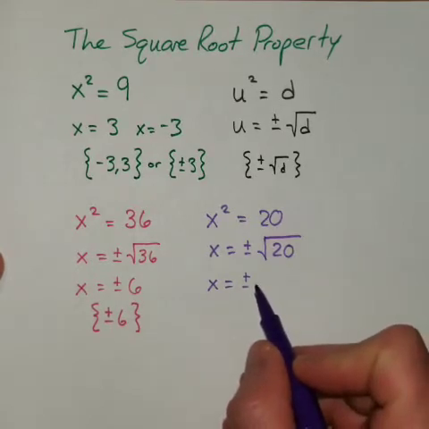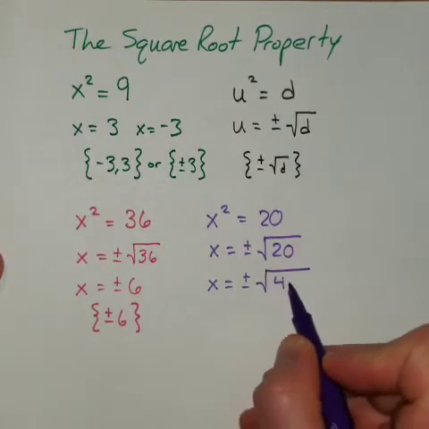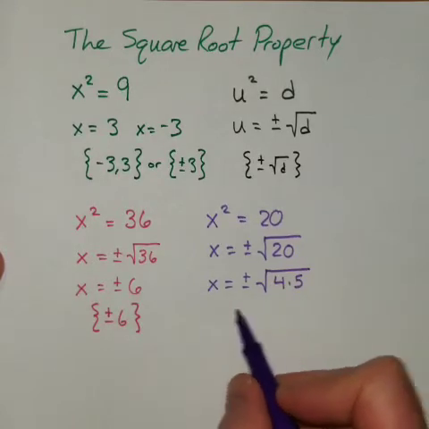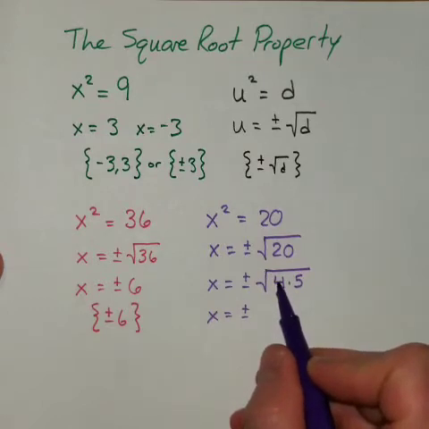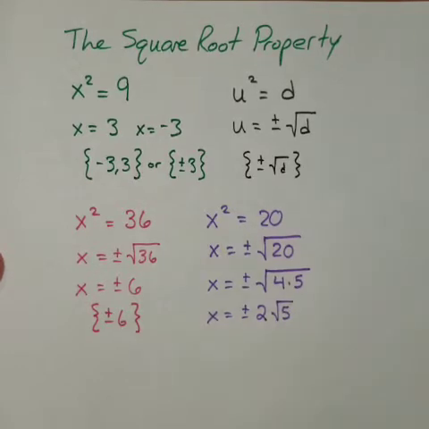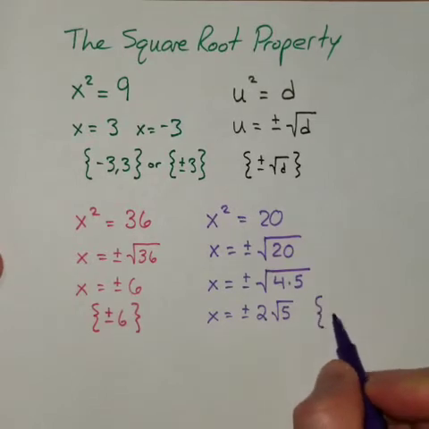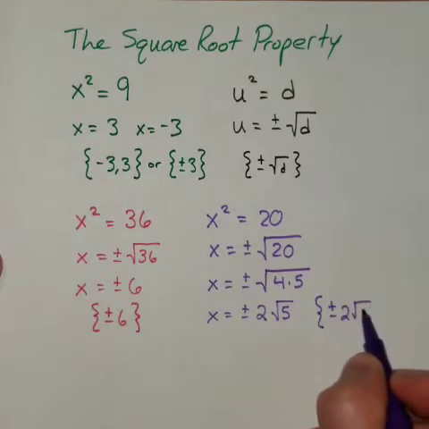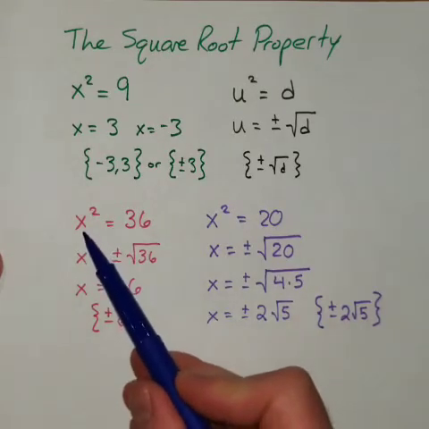And so here, if I think of the square root of 20 as 4 times 5, then we can take the square root of 4. The square root of 4 is 2. The square root of 5 stays. Okay? And so our final answer in set form would simply be plus or minus 2 times the square root of 5. Right?